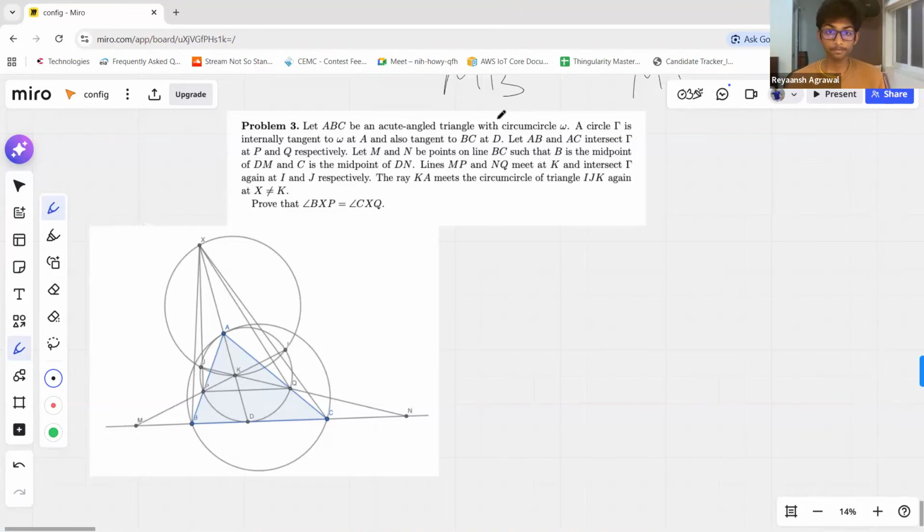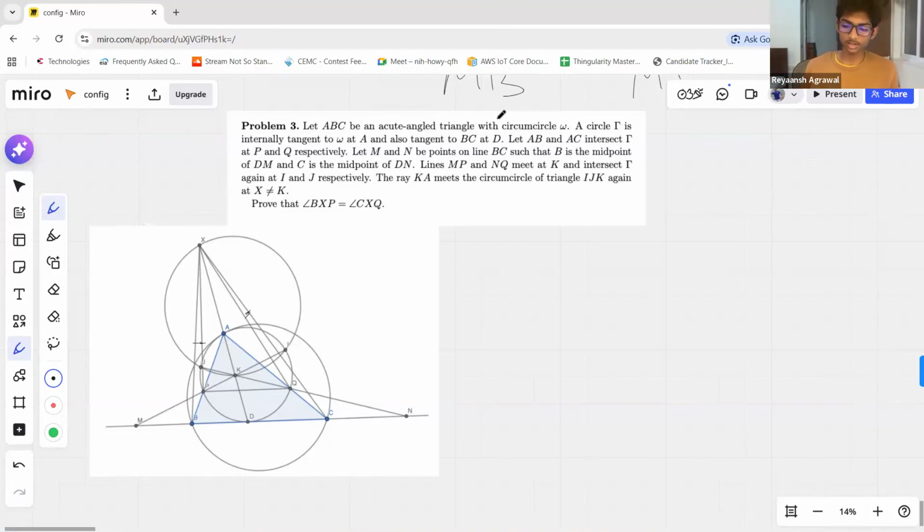Okay. Now lines MP and NQ intersect at K, and they also meet the circle again at I and J respectively. And also KA meets the circle IJK again at the point X. And we have to show that angle BXP is equal to angle CXQ. So it's difficult. This angle and this angle are equal. So how do you show this?